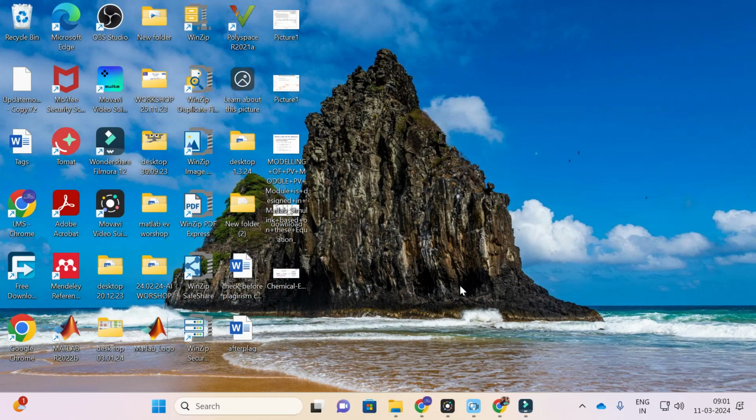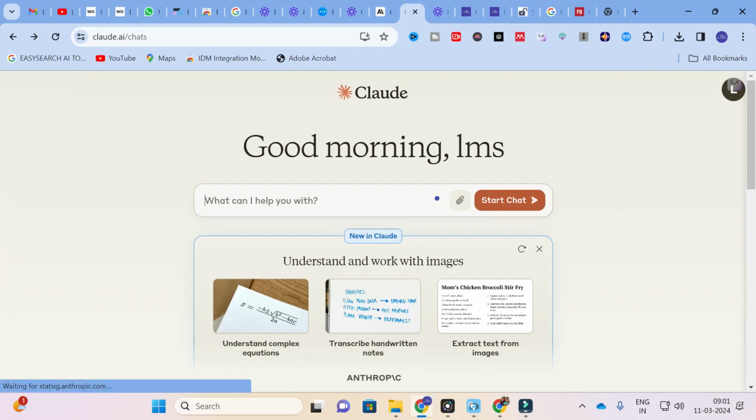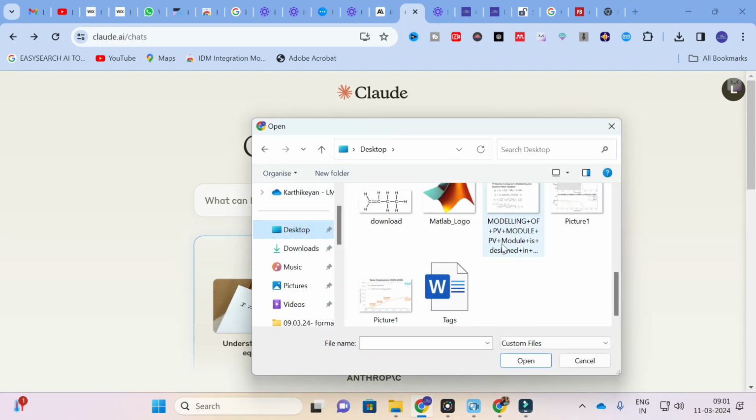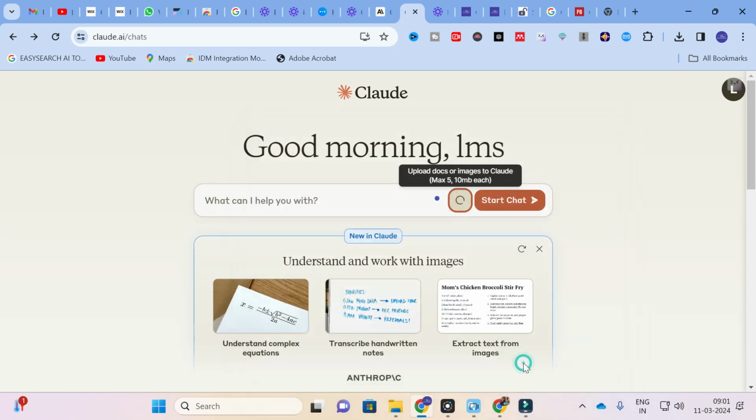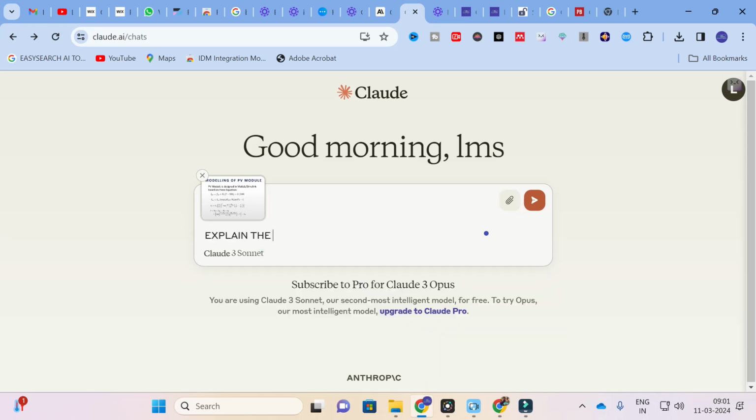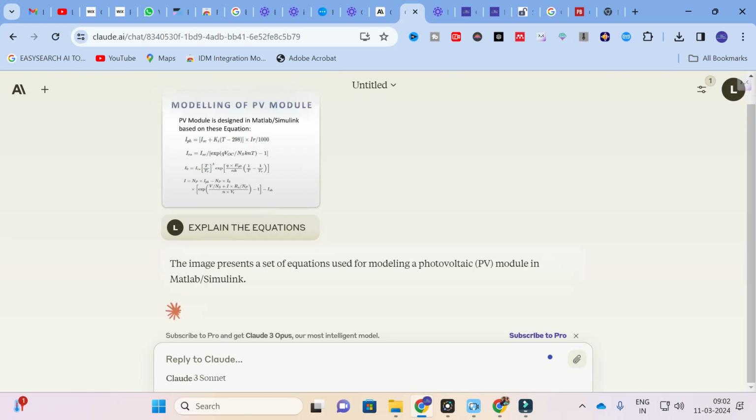What I am going to do is upload this PV modeling equation in our AI tool. So this is our AI tool. I am going to upload the equation. Go to desktop. Here you can see this is the modeling. Upload that equation. After uploading, you can give an input prompt: explain the equations. After giving the prompt, press enter. Let us see how this Claude AI will explain the equation.